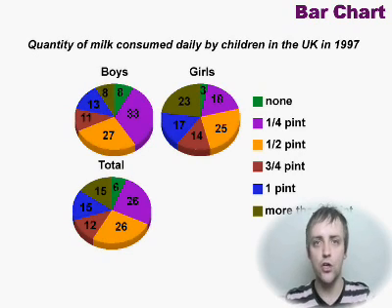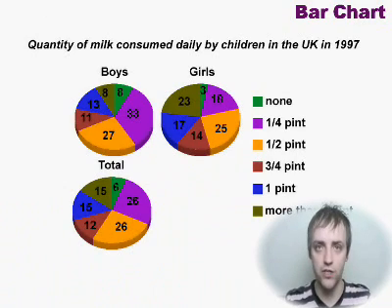Okay. If you look at the chart for the total, you can see it reflects the significant proportions that are the same in the boys chart. Okay, so again, for a quarter of a pint and half a pint, 26% respectively.